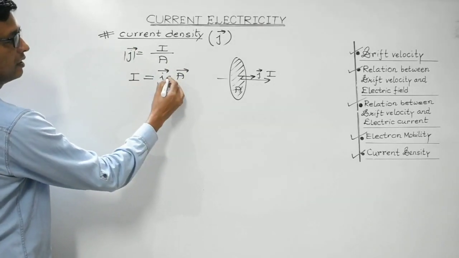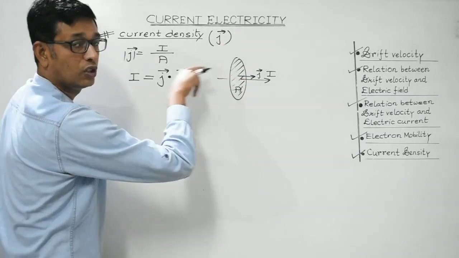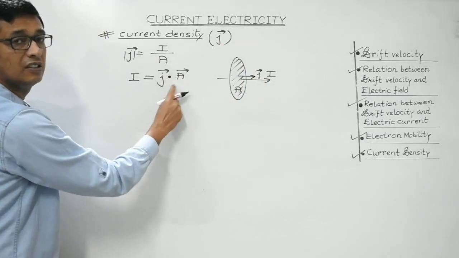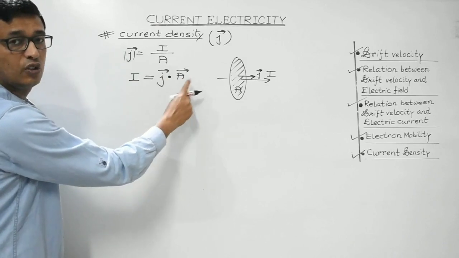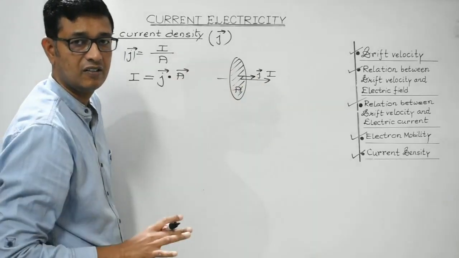This is actually the area vector. As you are aware, area vector is perpendicular to a given surface. So the angle between area vector and current density is 0 degree. So cos 0 is 1. So current in this case may be simply written as J A. Right?